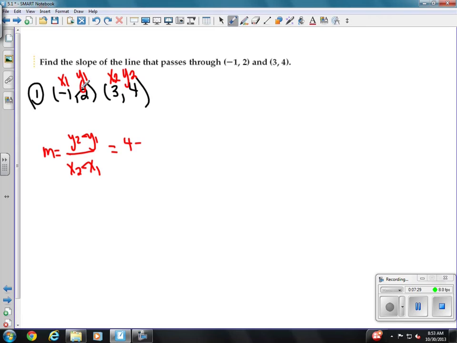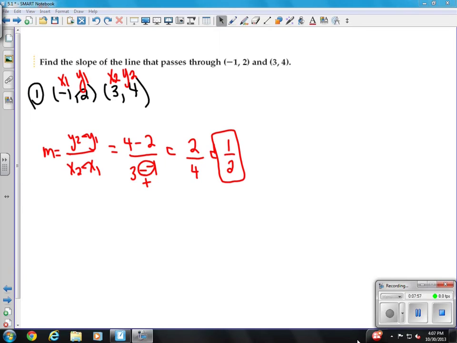y2 is 4 minus y1 is 2 over x2 is 3 minus x1 is negative 1. So we know minus a negative is going to give us plus a positive. 4 minus 2 is 2 over 3 plus 1 is 4. We see if it can reduce, and 2 over 4 is 1/2. Okay, so that means that the slope for a line that passes through the point negative 1, 2, and 3, 4 has a slope of 1/2.